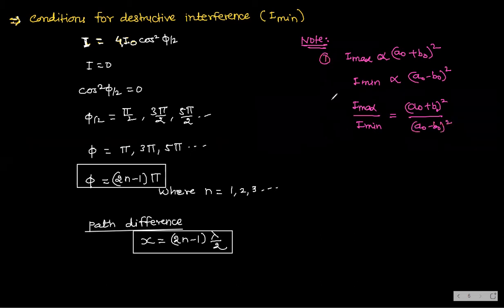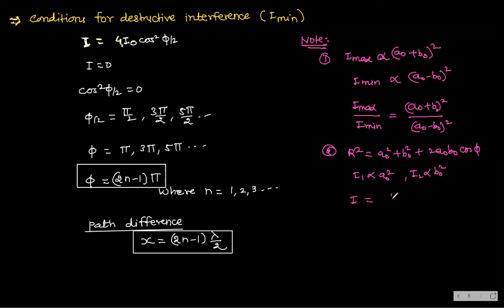Okay, this is node point number one. Second node point, that is R square is equal to, as I already told, A naught square plus B naught square plus 2 A naught B naught cos of phi. And I1 is proportional to A naught square. I2 is proportional to B naught square. And resultant intensity I is equal to I1 plus I2 plus 2 into root I1 into root I2 into cos phi. This formula yesterday also we discussed, in coherent and incoherent sources, okay?